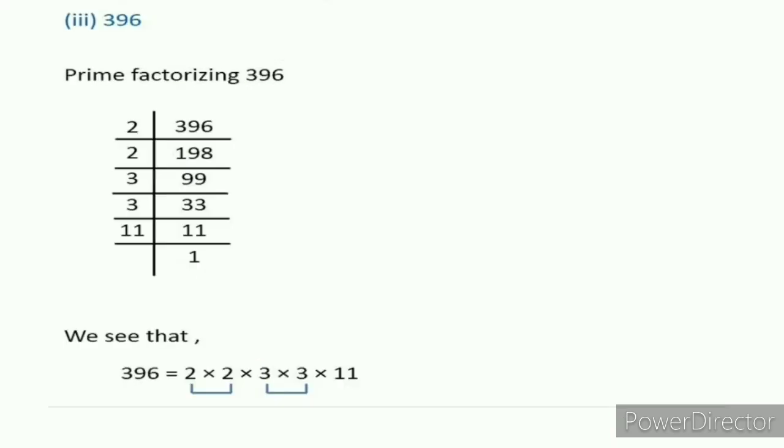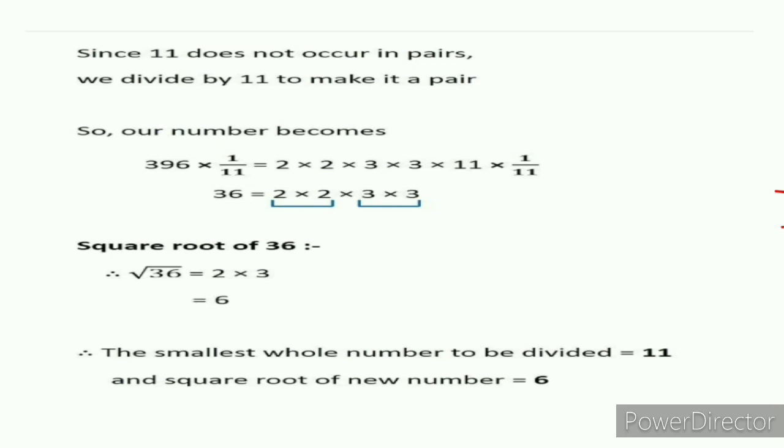Next, third number 396. Find the factors. First 11 is single, so both the sides divide by 11. 396 becomes 36. Square root of 36 is 6. Yeah, that's all.